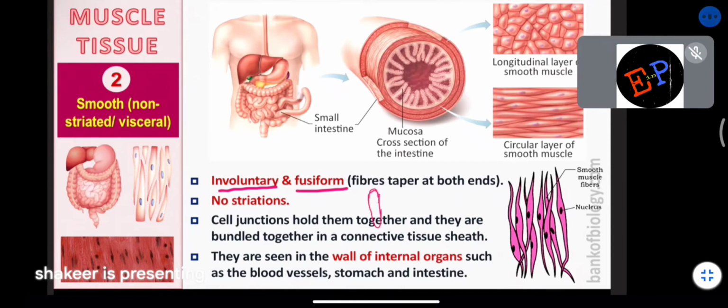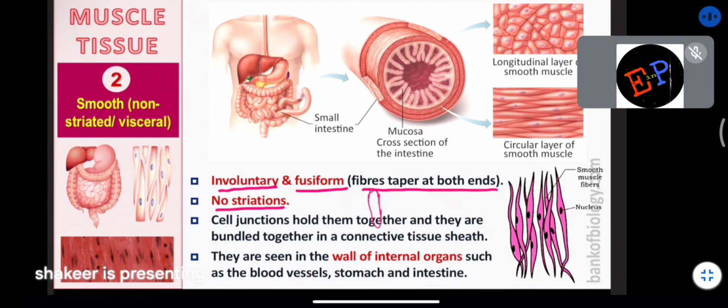Understood? So it means these fibers taper at both ends. When you travel towards the end, they become sharper and sharper. Are you able to understand? So that is about involuntary muscle, which you can also call fusiform. Striations are absent. Cell junctions hold them together and they are bundled together in a connective tissue sheath. This also we can understand.